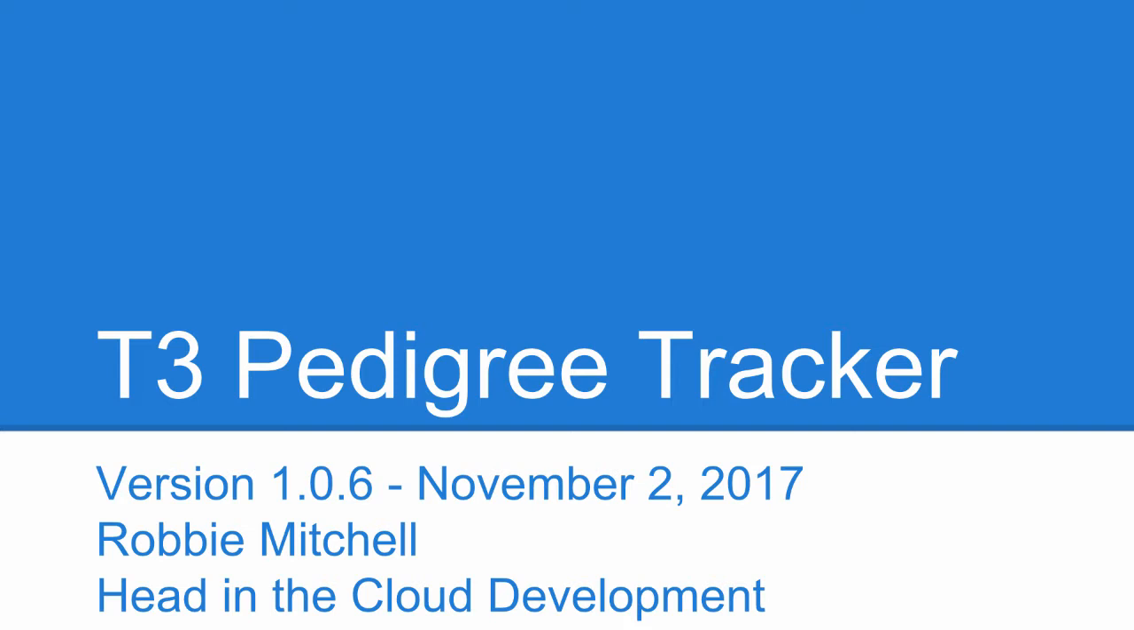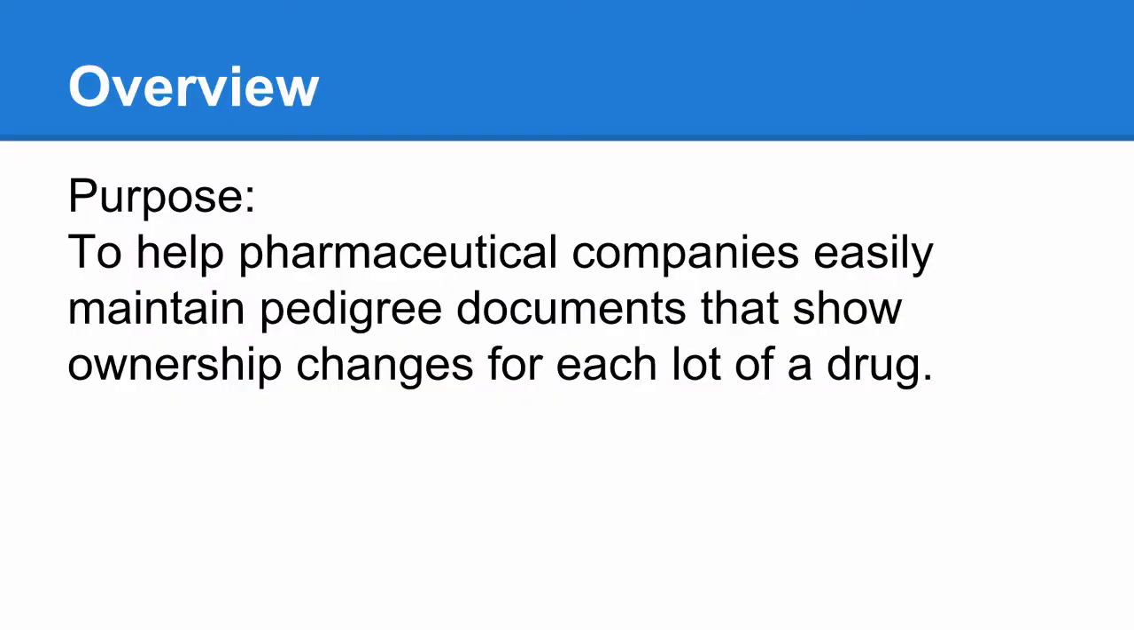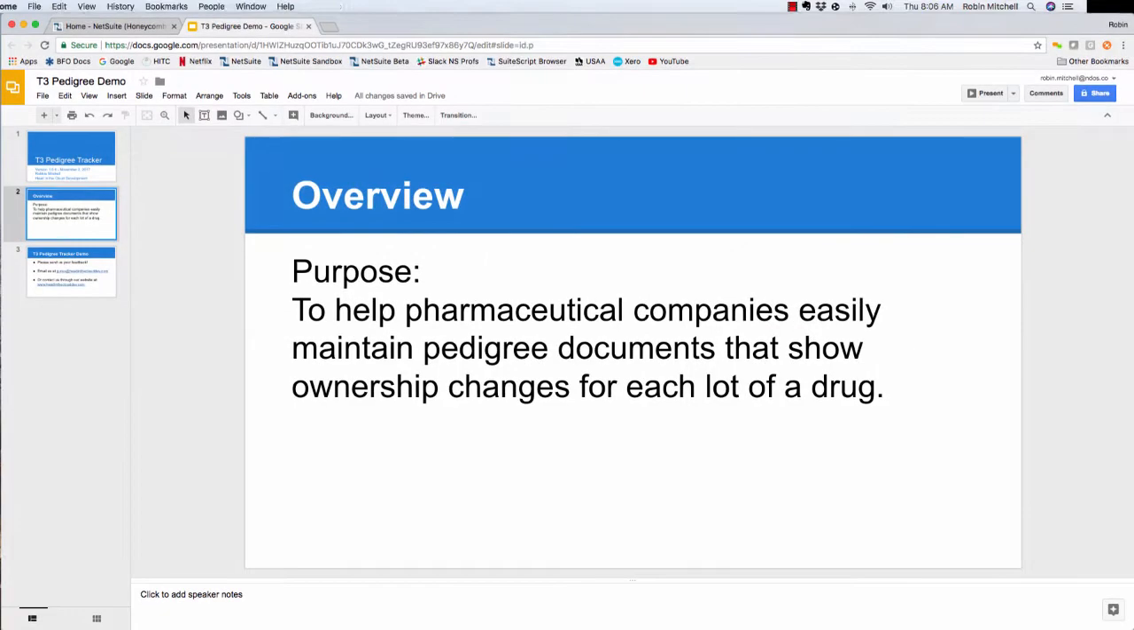This video is being recorded on November 2nd, 2017 on NetSuite version 2017.2. So the reason this Suite app exists is because pharmaceutical companies are required by law to maintain pedigree documents that show ownership changes for each lot of each drug. So we created this bundle to make that process easy for companies on NetSuite. Now I'll give you a quick demonstration in NetSuite.